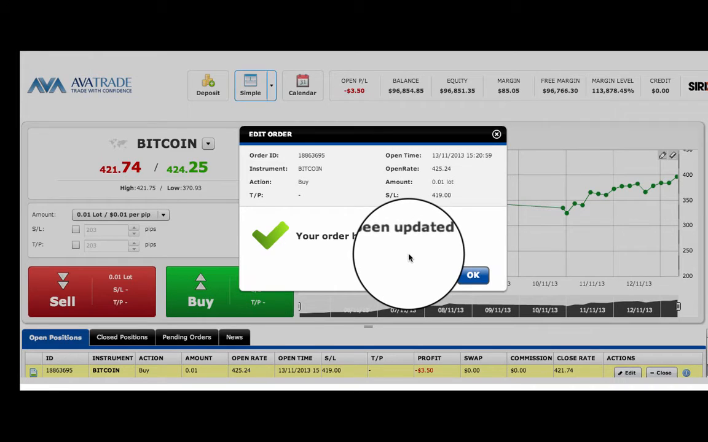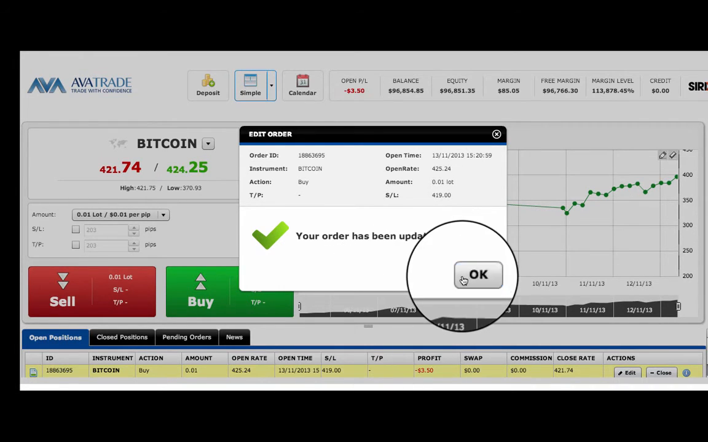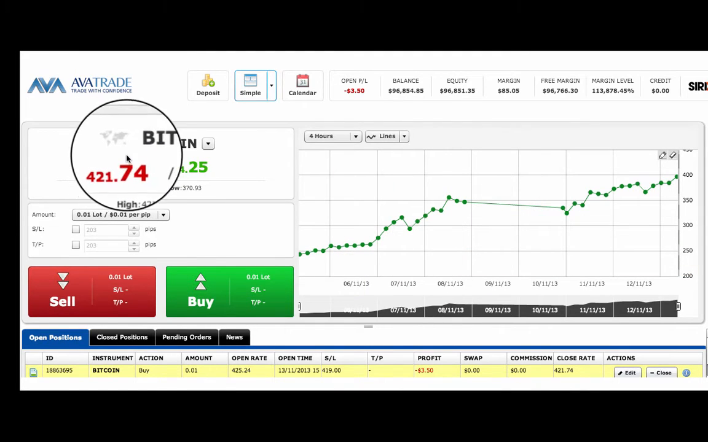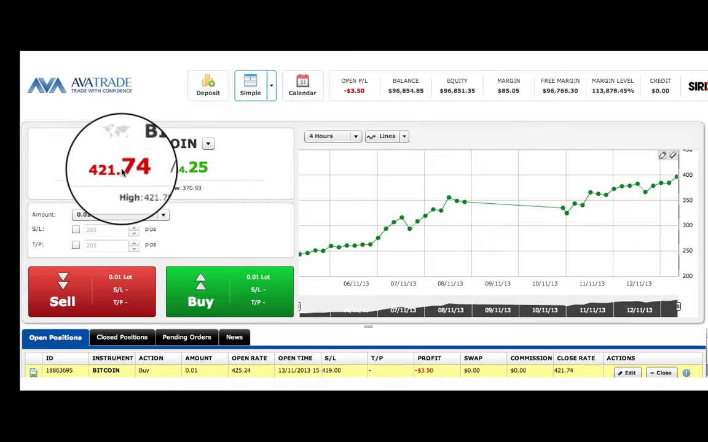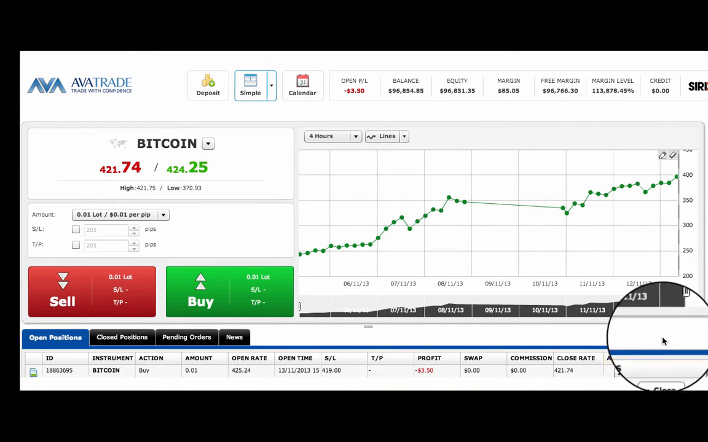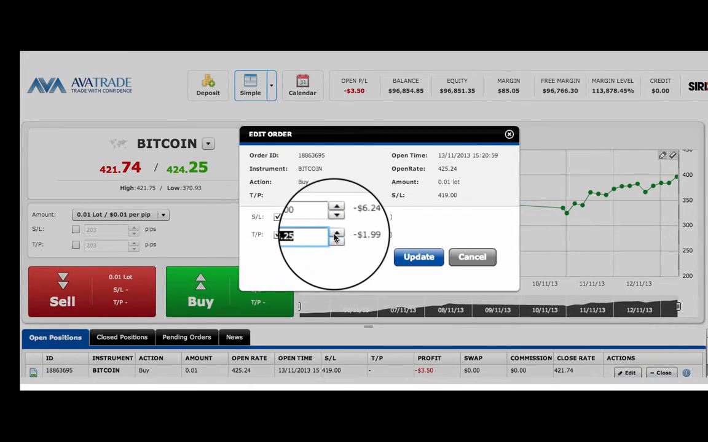Okay, sorry, there was a bit of a problem there. And you see now I've got a stop loss here of 419. But also I want to say, hey, let's say the sell rate goes up ballistically to 430. So I want to take that profit at that point, and I don't want to need to be sitting at that computer and waiting for this position to close. So I can put a take profit at $430.